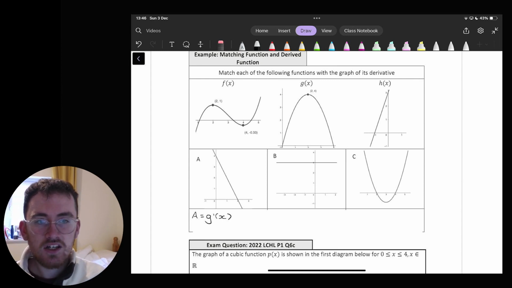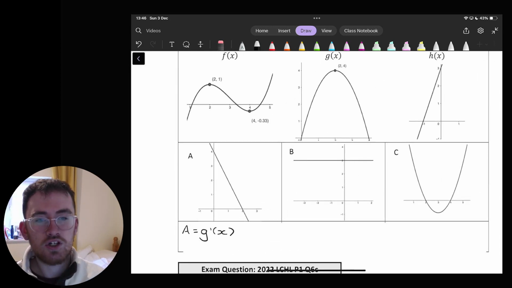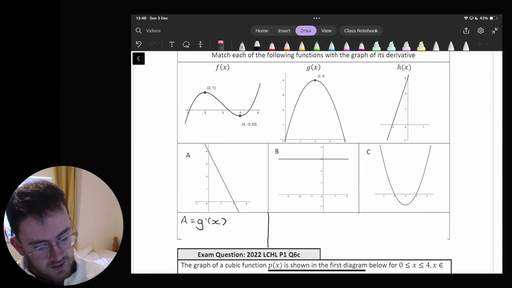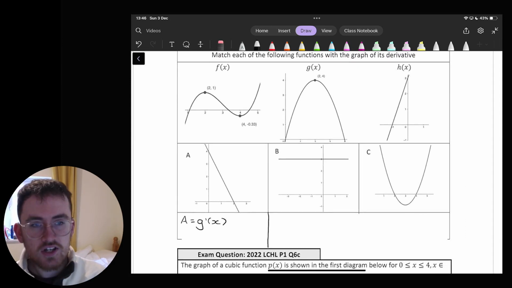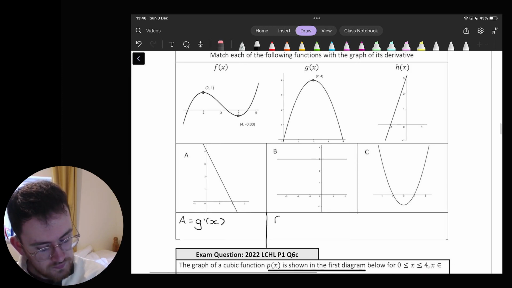It's a line. We can also see that the line has a root at 2 here, and that is the turning point of my quadratic function. Okay, so that lines up with everything there. Looking at the next part here, I have a nice horizontal line, and that to me says it must be the derivative of a linear function.